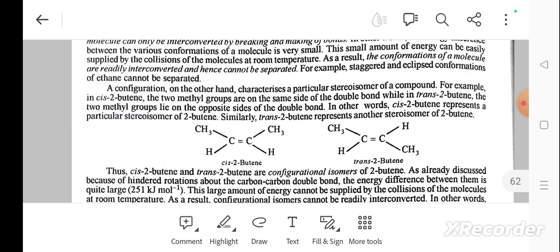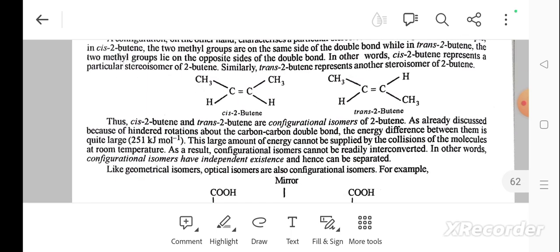A configuration, on the other hand, characterizes a particular stereoisomer of a compound. For example, in cis-2-butene, the two methyl groups are on the same side of the double bond, while in trans-2-butene, the two methyl groups lie on opposite sides of the double bond. In other words, cis-2-butene represents a particular stereoisomer of 2-butene. Similarly, trans-2-butene represents another stereoisomer of 2-butene. Thus, cis-2-butene and trans-2-butene are configurational isomers of 2-butene.